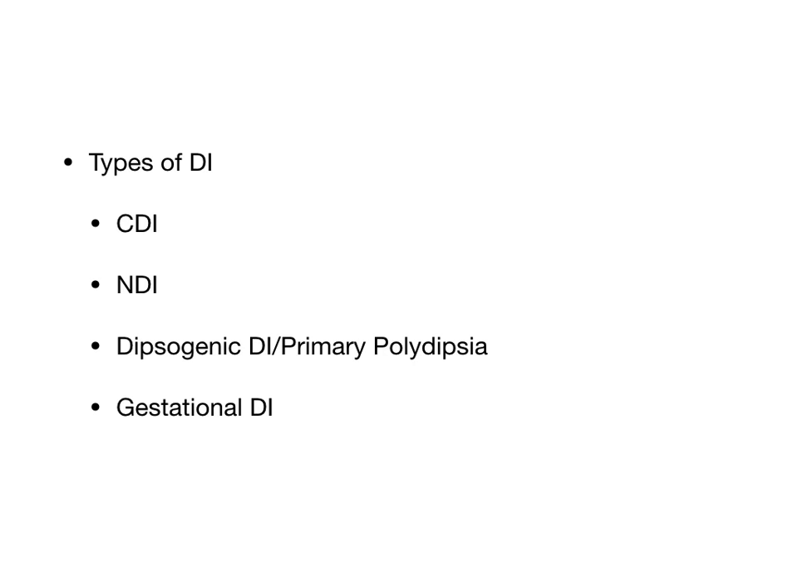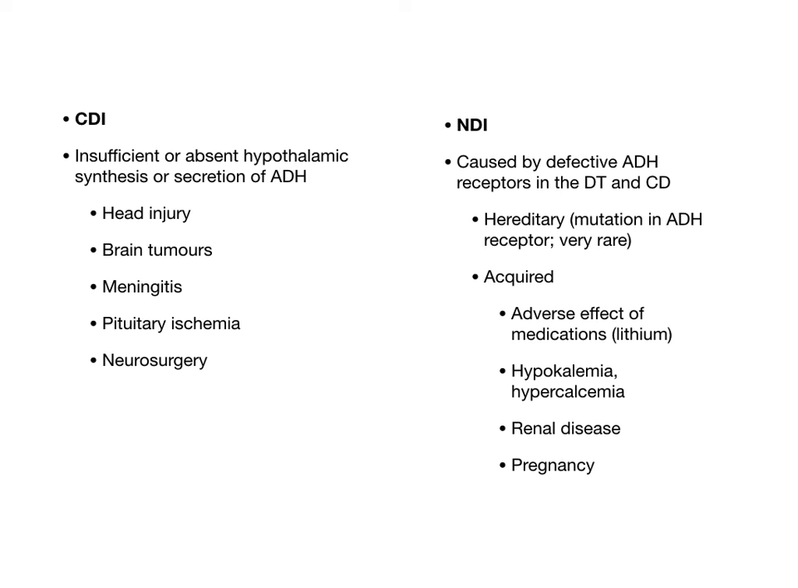Okay? So what are the reasons? Now, these are the four types of diabetes insipidus, and what are the causes for these four types? Central diabetes insipidus, I mentioned earlier, there's a problem with the pituitary gland. The posterior pituitary is damaged. What are the conditions that damage the posterior pituitary? For example, a head injury. In this case scenario, this is a patient with a head injury. Brain tumors, maybe meningitis or pituitary ischemia or neurosurgery can damage the posterior pituitary and impair the secretion of the ADH.